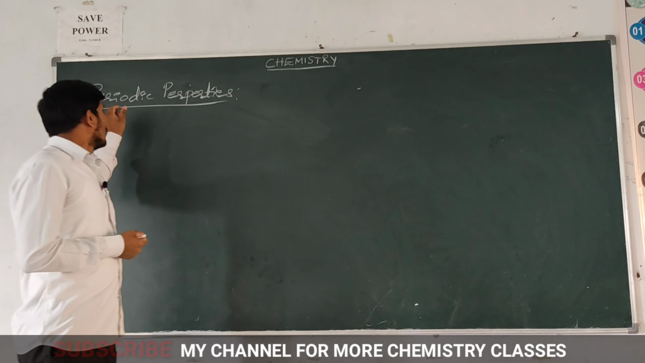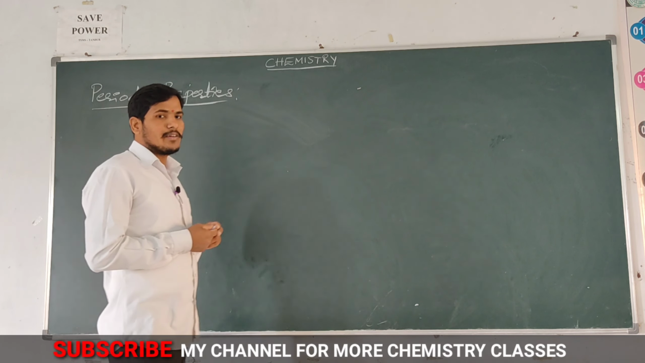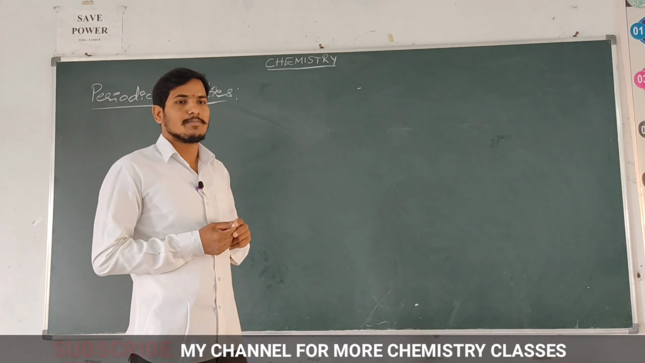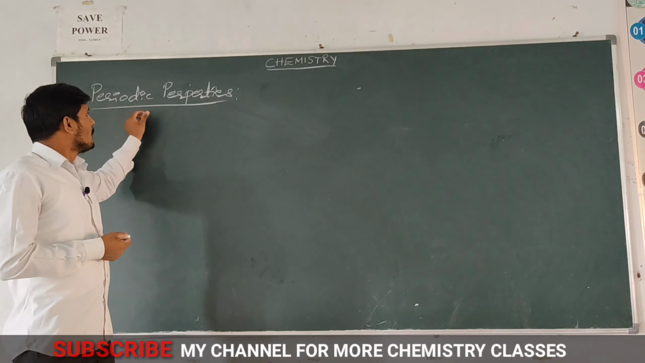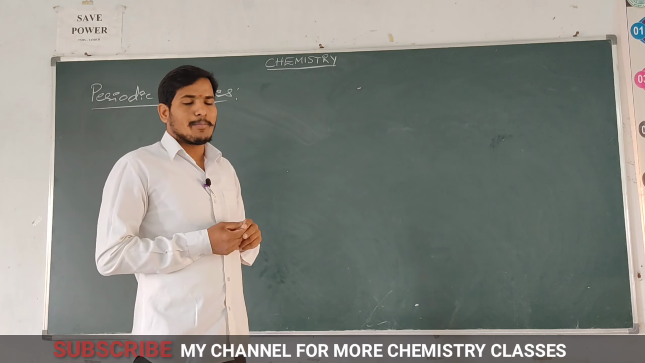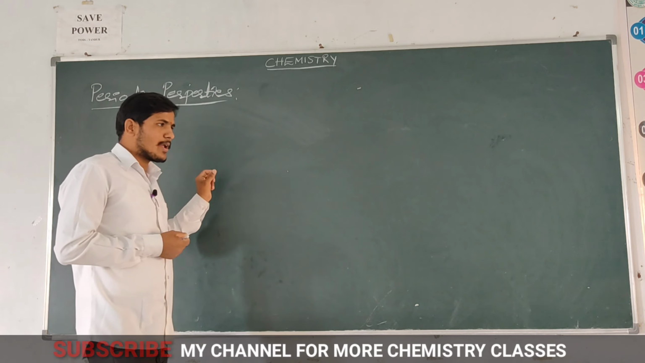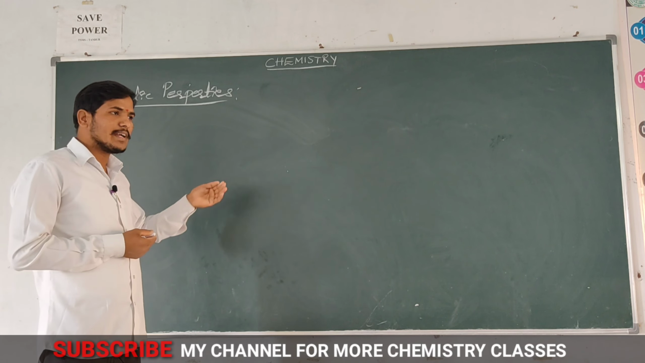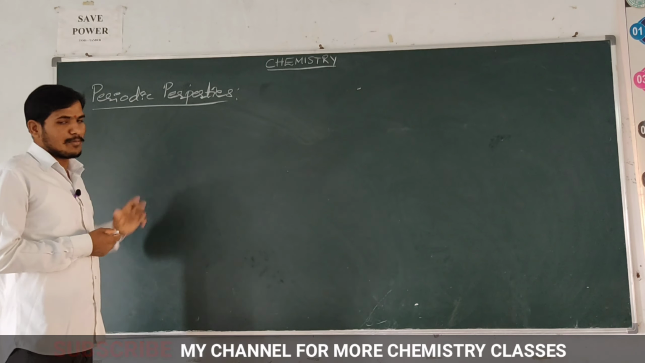Now what is meant by periodicity? Periodicity means appearing at regular intervals. That means the physical and chemical properties observed in the first element in a group will be repeated at the next element, which are called periodic properties.